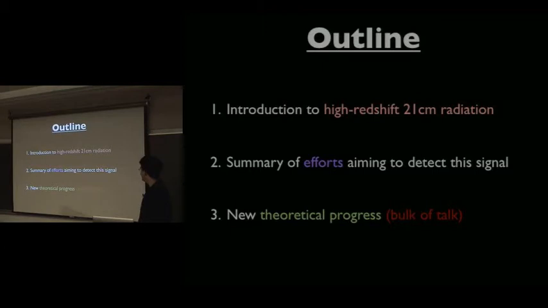The outline of this talk is, I'm first going to give an introduction to high redshift 21 centimeter radiation. I know that there are a lot of people familiar with the physics, but just so that we're all up to speed. Then I'm going to summarize different efforts that are going after the signal. And finally, and the bulk of this talk, is going to be some new theoretical progress regarding what the signal could look like at different times.